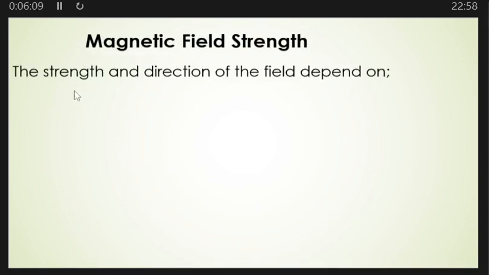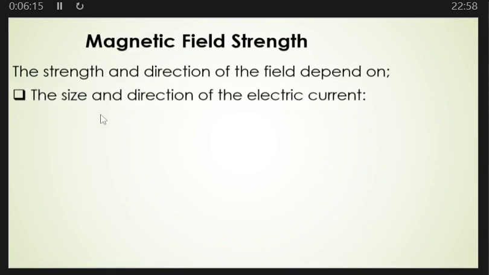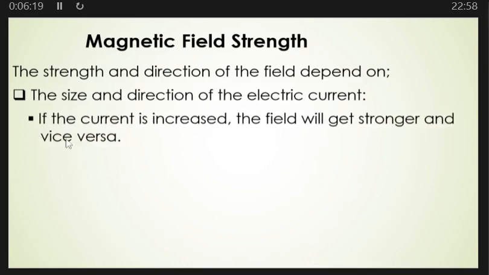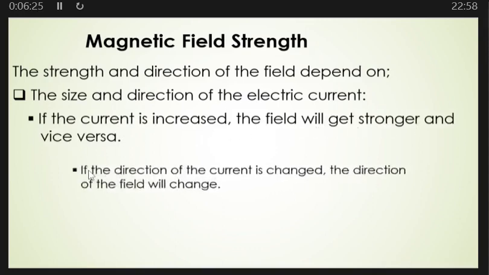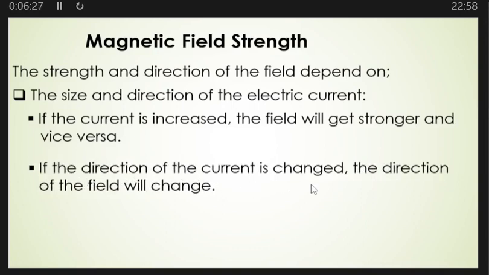All right, so what we can know here is that the strength and direction of the magnetic field depends on, one, the size and the direction of the electric current, where if the current is increased, the field will get stronger and vice versa. Then, if the direction of the current is changed, the direction of the field will change.